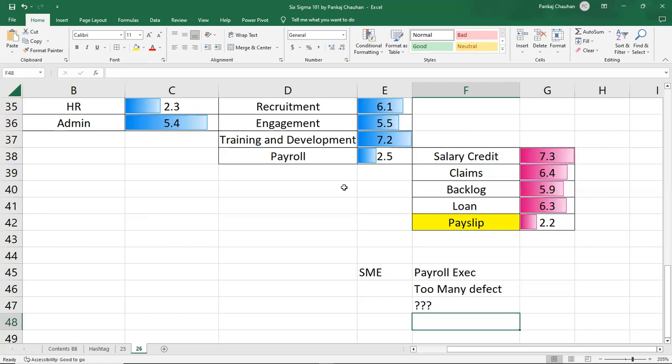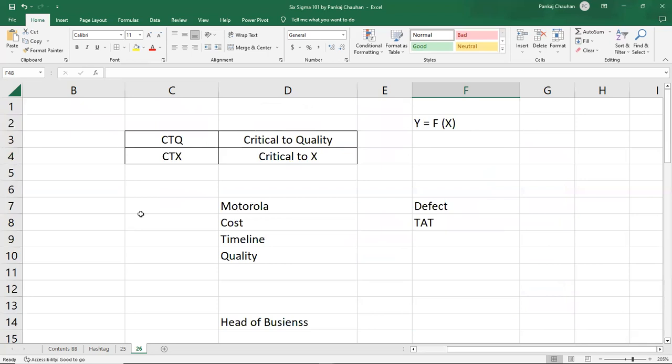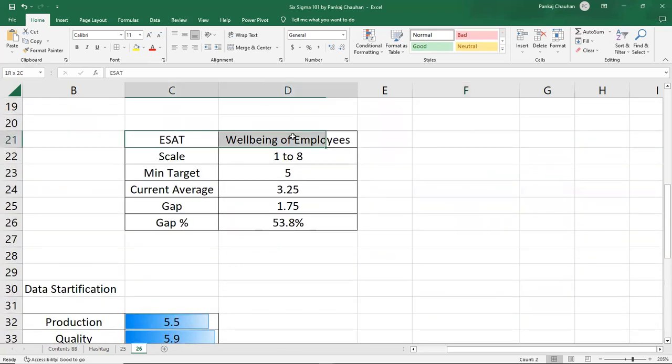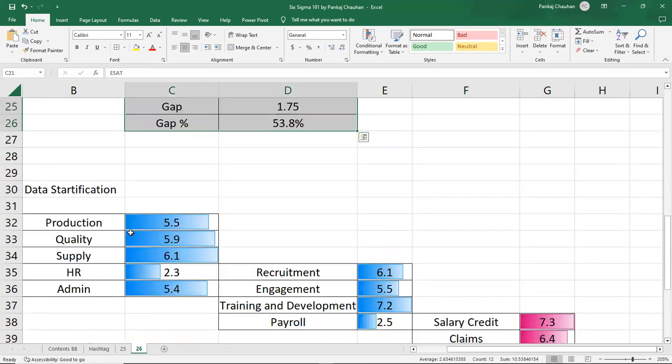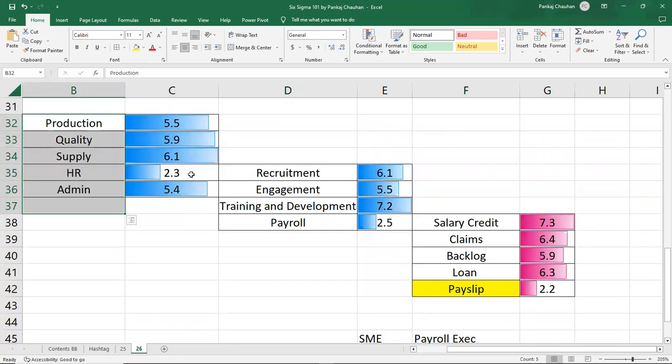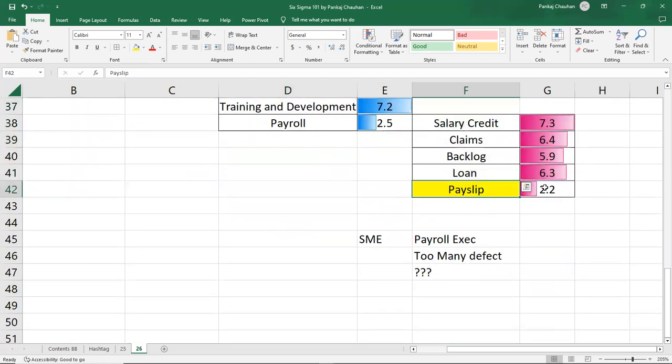So now, if you look from this, you started from employee satisfaction, as in well-being of employee. You reached well-being of employee coming from the different departments. Then in these departments, HR, you further bifurcated into recruitment, engagement, training at level 2 data stratification. Then you did the level 3 data stratification on the payslip, and the payslip you are not able to release because there are too many defects. So now these too many defects became your CTQ. And this is another practical problem of the CTQ.